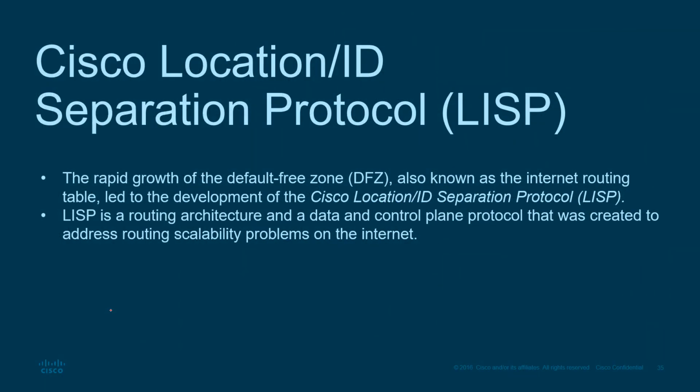So moving on, we have the Cisco Location ID Separation Protocol, known as LISP. With the rapid growth of the default free zone, the DFZ, also known as the Internet routing table, this has led Cisco to develop the Location ID Separation Protocol, LISP. LISP is a routing architecture and a data and control plane protocol that was created to handle the address routing scalability issues of the internet.